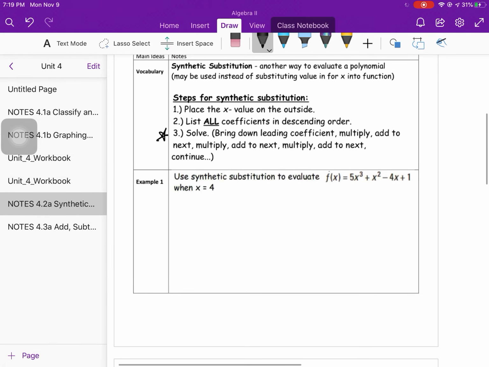So like step 1 said, place the x value on the outside. So that's whatever we're plugging in for x. So I like to make this little half box, put it separate.